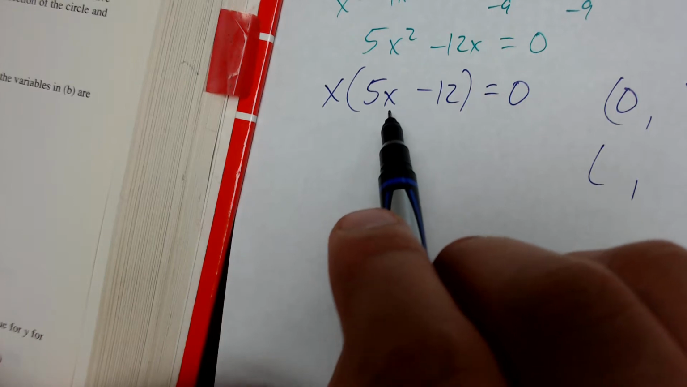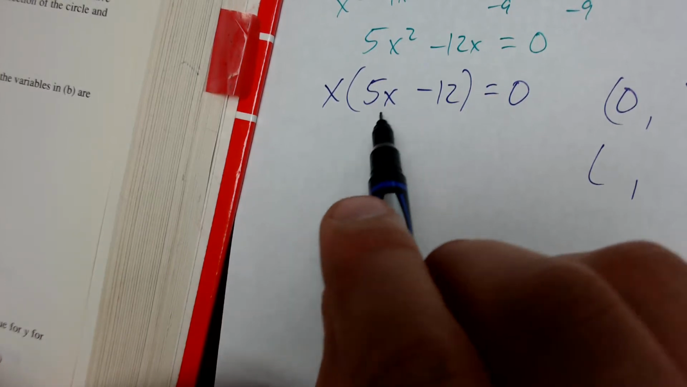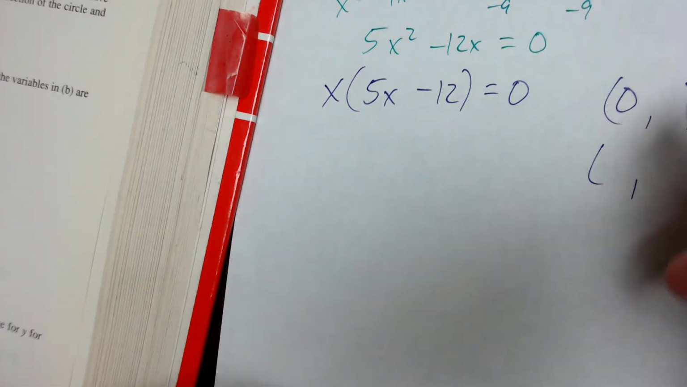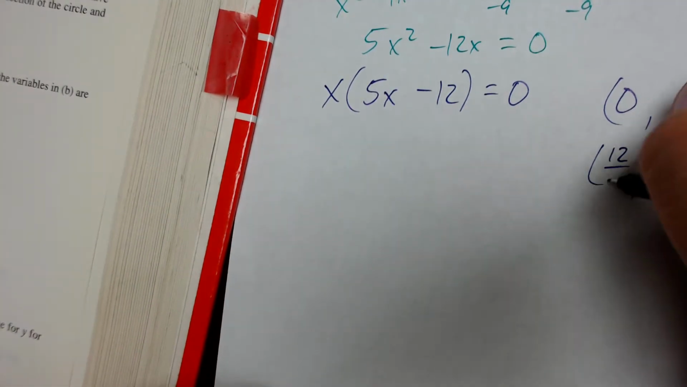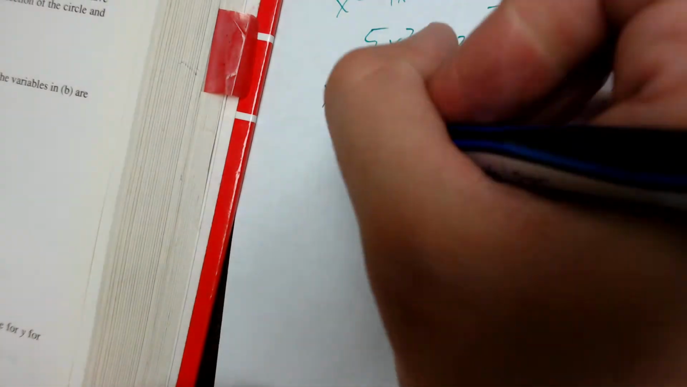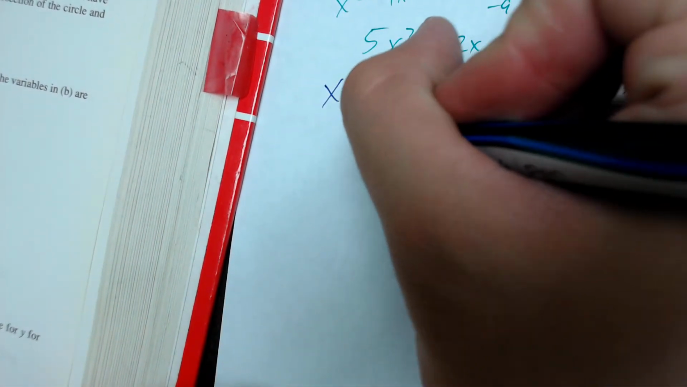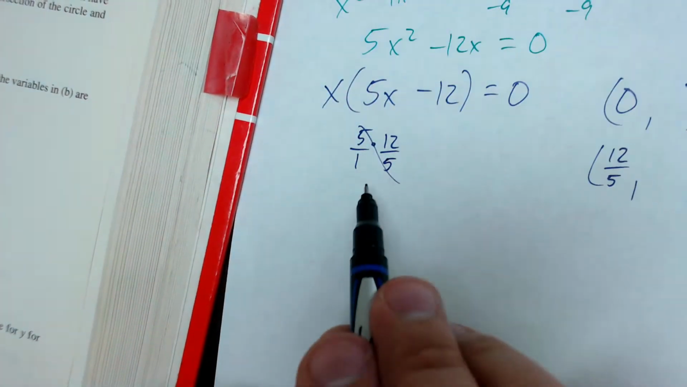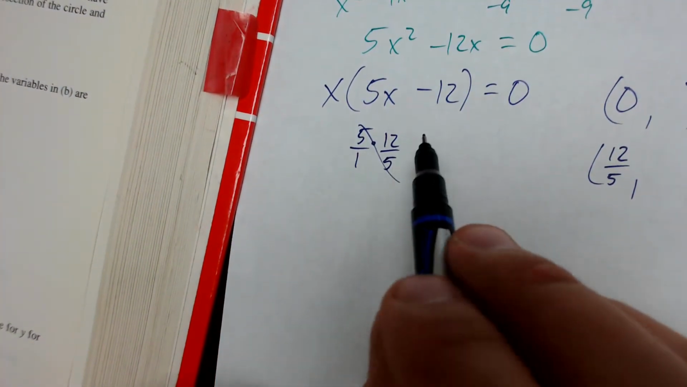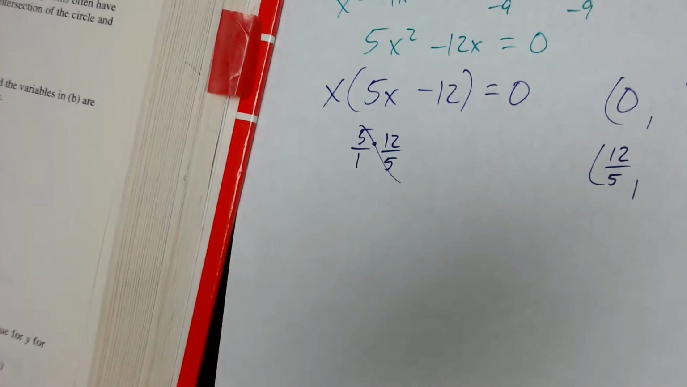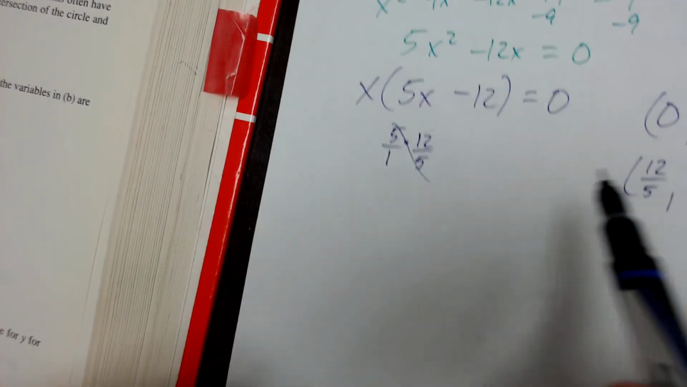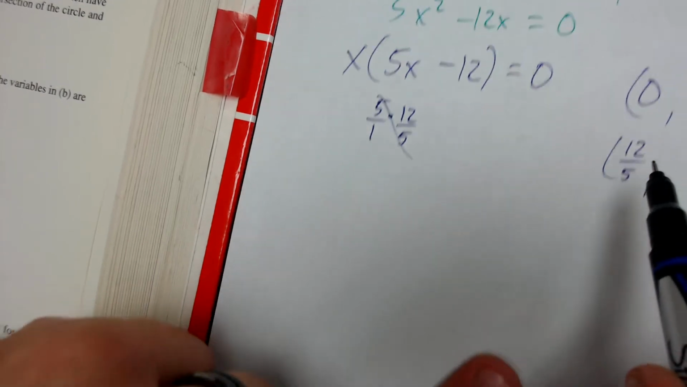To figure this out, I actually have to divide 12 by 5, or 12 over 5, right? So the other answer is 12 over 5, because if I were to multiply 5 over 1 times 12 over 5, that would cancel, giving me the number 12. 12 minus 12 would be 0. That's what I'm going for, right? So I solve for this one, and I get 12 over 5.